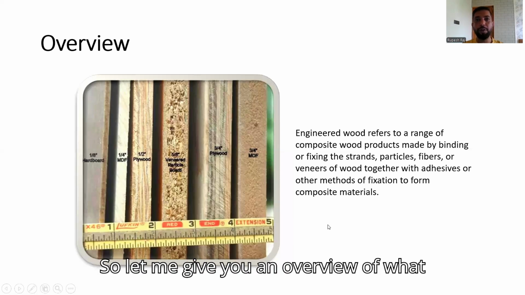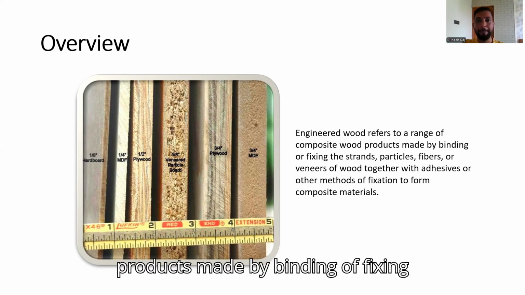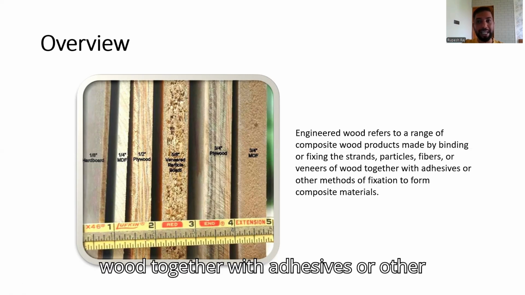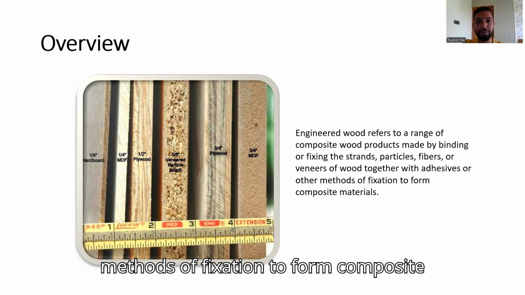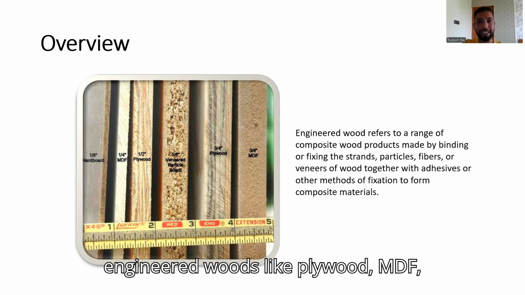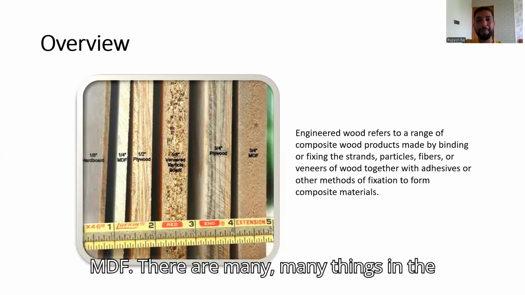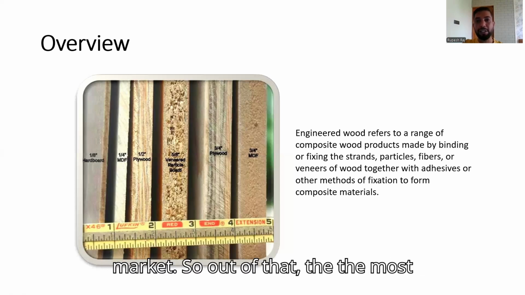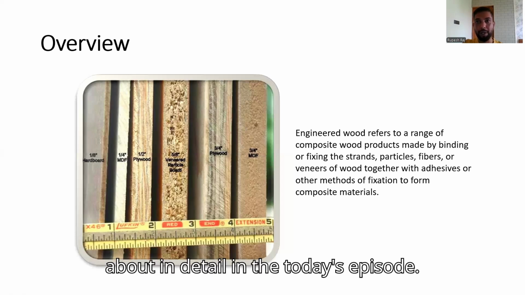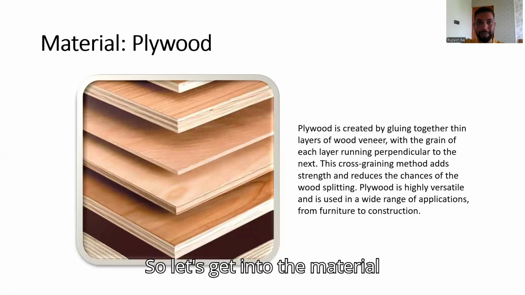So let me give you an overview of what engineered wood is. Engineered wood refers to a range of composite wood products made by binding or fixing strands, particles, fibers, or veneers of wood together with adhesives or other methods of fixation to form composite materials. There are various types of engineered woods like plywood, MDF, hardwood, veneered particle board. There are many things in the market. Out of that, the most important wood that's being commonly used is plywood, which we are going to talk about in detail in today's episode. So let's get into the material plywood.